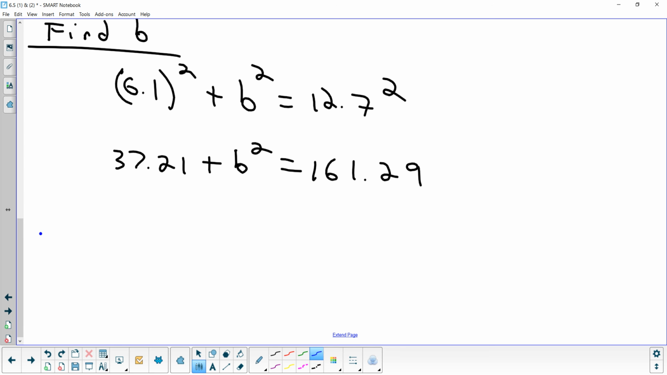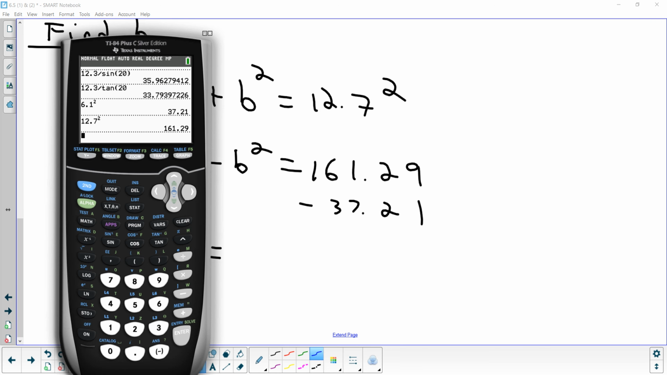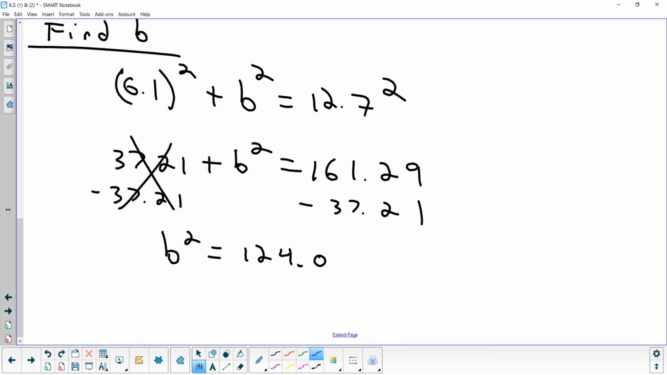All right. Abigail, what would be my next step to get the b squared by itself? Subtract 37.21. Yep. And that's going to give me 161.29 minus 37.21, 124.08.